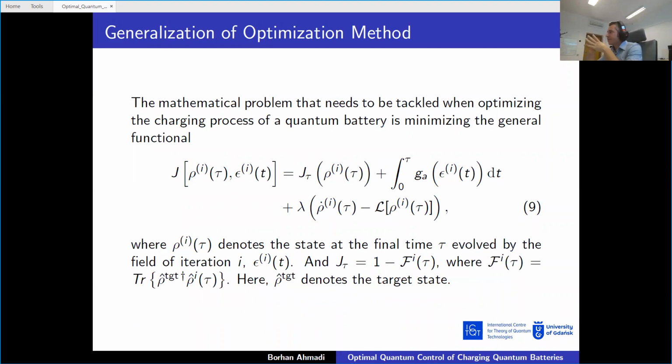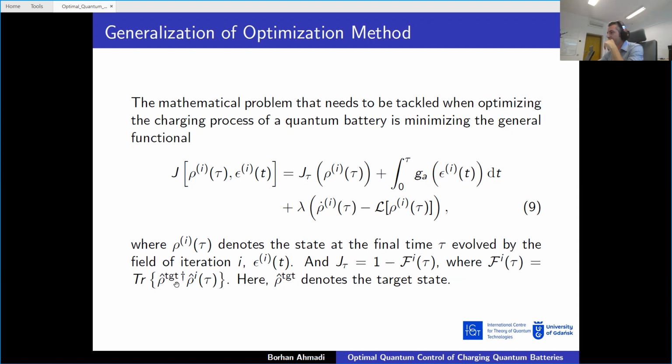Since here our dynamics is dissipative, then the constraint will be different. We can start with the same functional but with a different definition of fidelity and with a different constraint. Here, since the dynamics is dissipative, the final state of the system could be mixed. So we define the fidelity in this form.